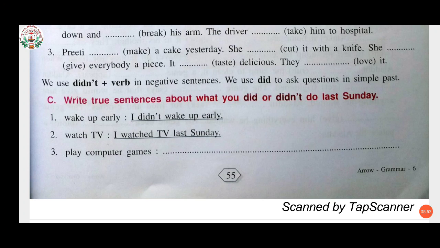And see, after 3 we have here negative sentences, as in previous lesson also I was telling that a negative sentence, it means in which we are using not, that sentence will be a negative sentence. So here we use didn't plus verb in negative sentences. We use did to ask questions in simple past. Let's see what we have to do.